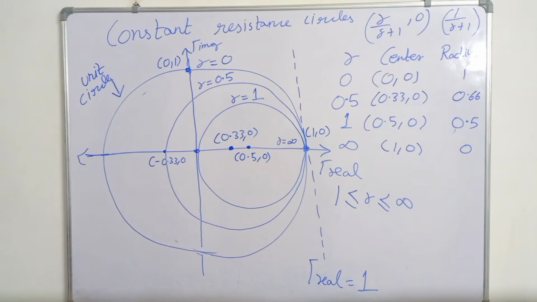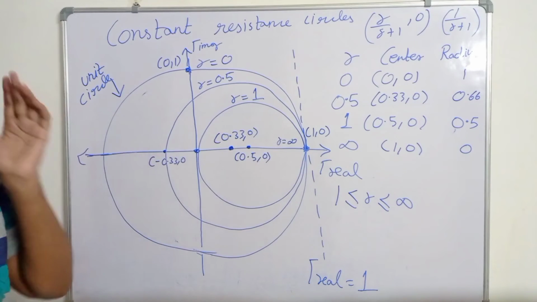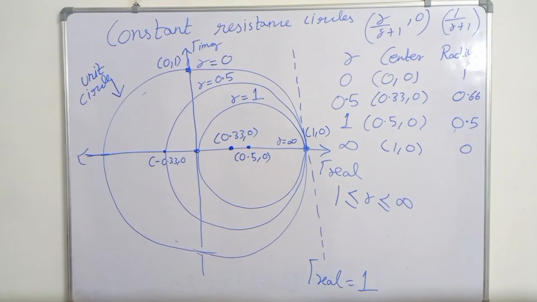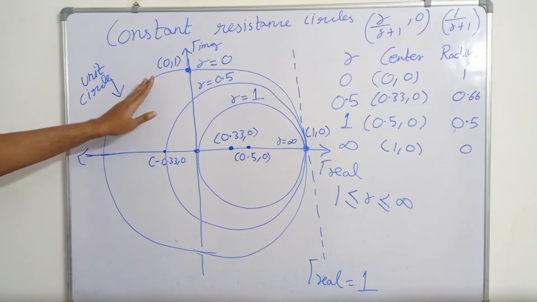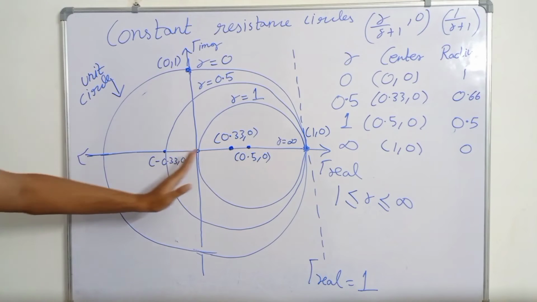All the circles are passing through the point 1 comma 0, and as the value of r is increasing, the center is shifting.